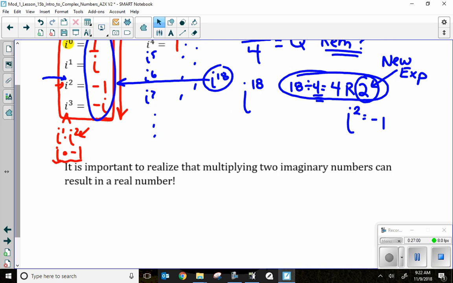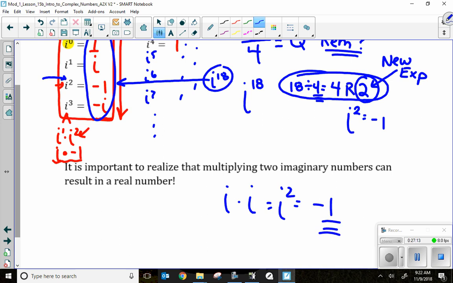And if you multiply 2 imaginary numbers together, you can get a real number. Can you? Sure. Isn't i times i 2 imaginary numbers? That's i squared. Doesn't that give you negative 1? Negative 1 is a real number. Sorry, people. You already knew that.